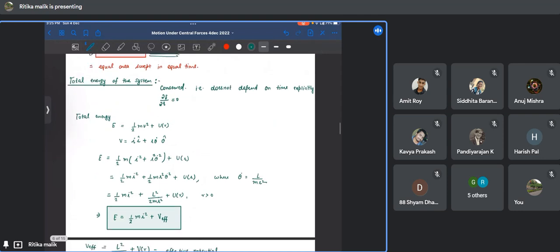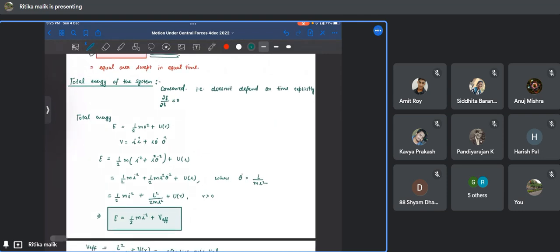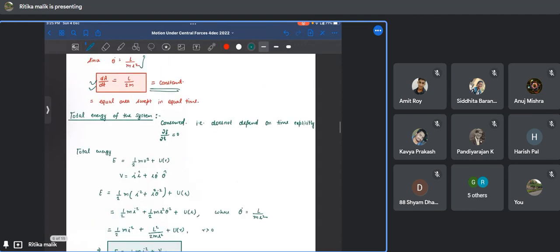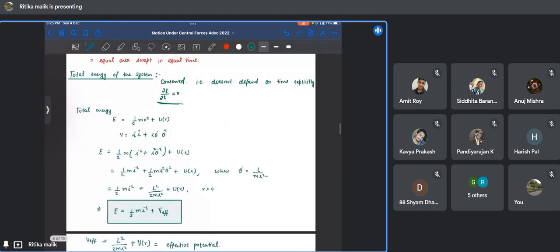Okay, and now we come to the total energy of the system. The total energy is conserved in the case of central forces. That means it does not change with time, so dE by dt is always going to be zero. When you try to write the energy of the particle, it is kinetic energy plus potential energy. And you already know that your v contains a radial part as well as an angular part. So you just put the value of v square, which is r dot square plus r square theta dot square.